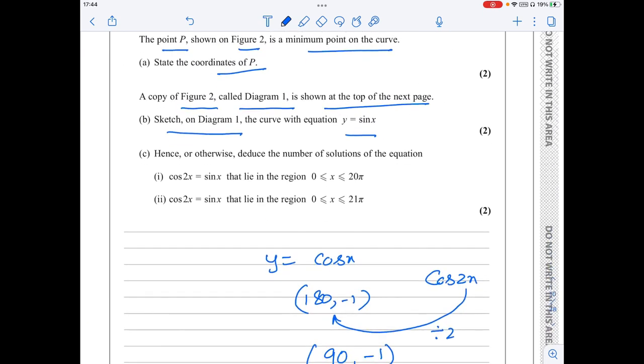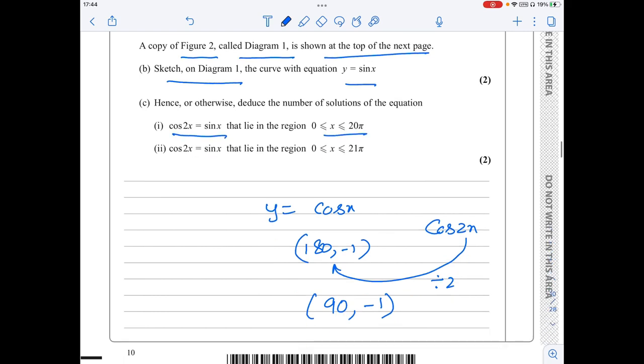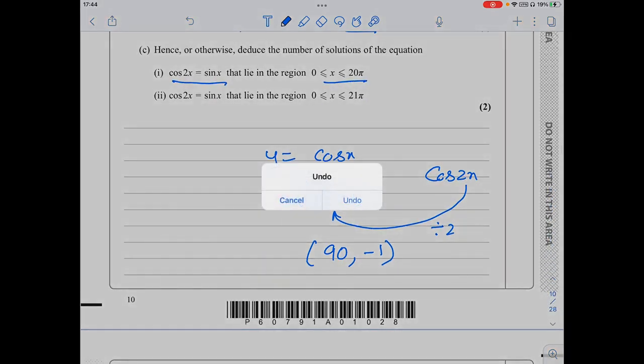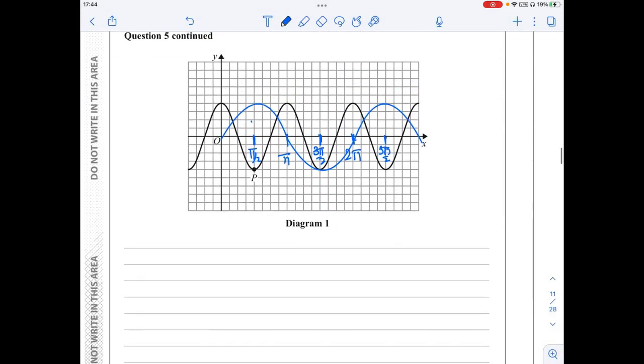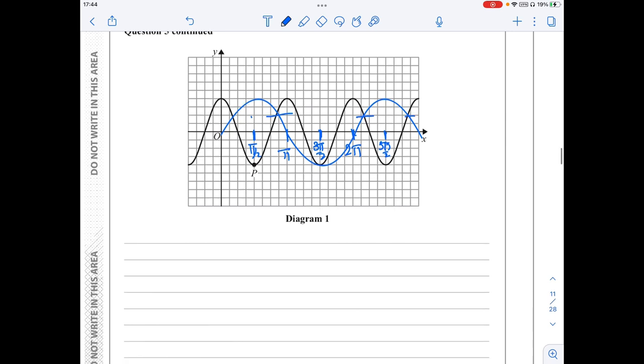Hence or otherwise deduce the number of solutions of the equation cos x equals sin x between 0 to 20 pi. Now we can see that between 0 to 2 pi, how many solutions are there? 1, 2, 3 solutions are there. Between 0 to 2 pi, there are 3 solutions. Now I want it for 0 to 20 pi. 20 pi means times 10. So it becomes 30. 30 solutions are there.